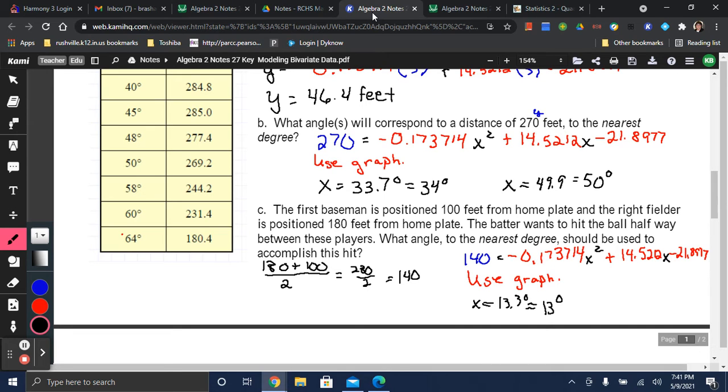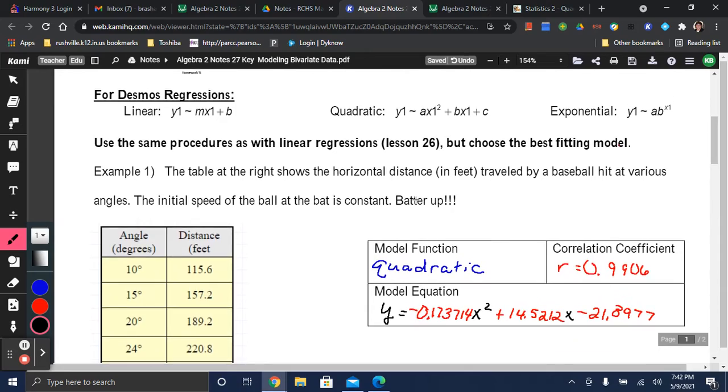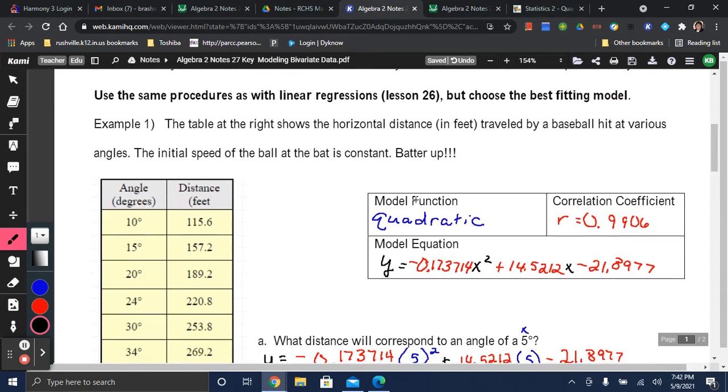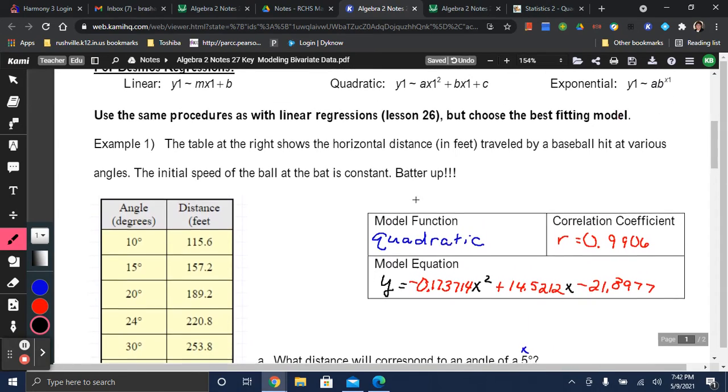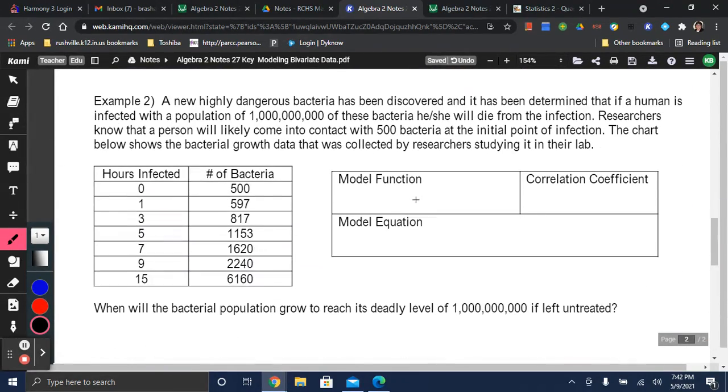Remember, with the quadratic formula that you get two x values. So 70.3, which would round to 70 degrees. So there's your first example. It was a quadratic, and you have the advantage of having a calculator that will do all that difficult math for you.